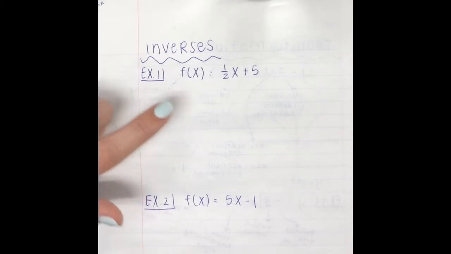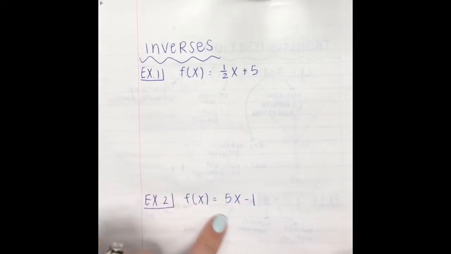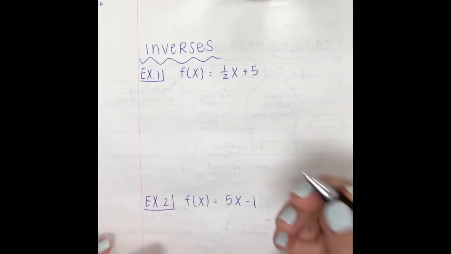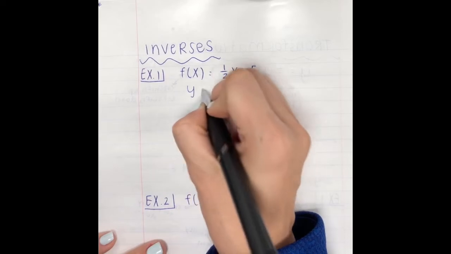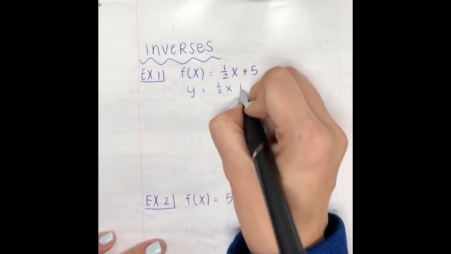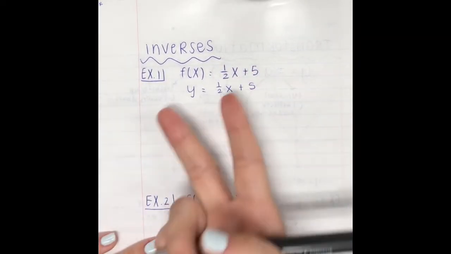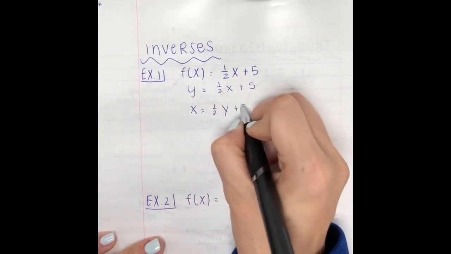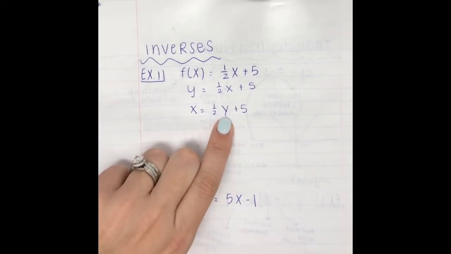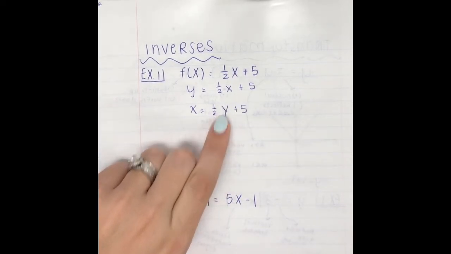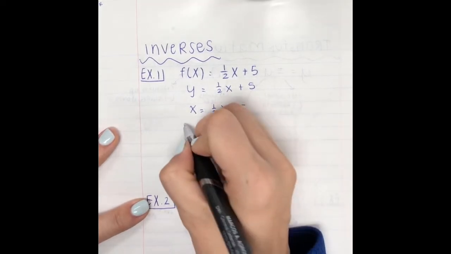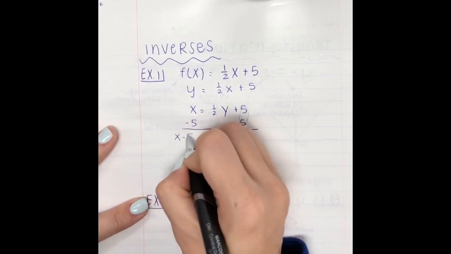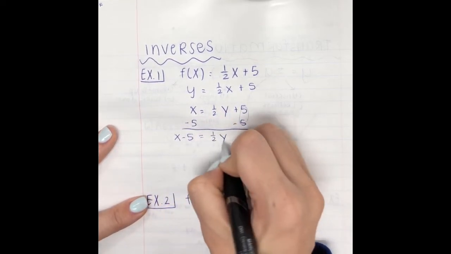Okay, for inverses, you could have a function that looks like this or this, fractions, no fractions, either one. So your first step is always to replace f of x with y. So we have y equals 1/2 x plus 5. Step 2 is to switch the x and the y. So I'd have x equals 1/2 y plus 5. And then step 3 is just to solve to get y by itself. So to do that, we would subtract both sides by 5. X minus 5 just stays as x minus 5 because they are not like terms.